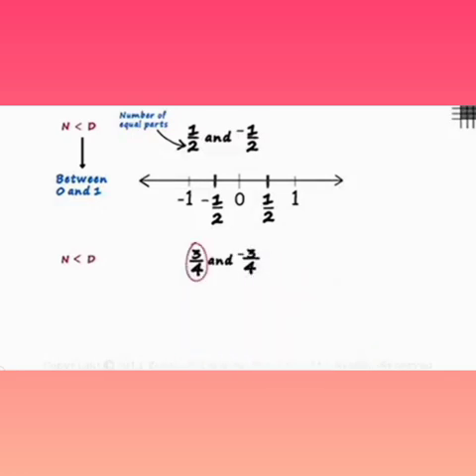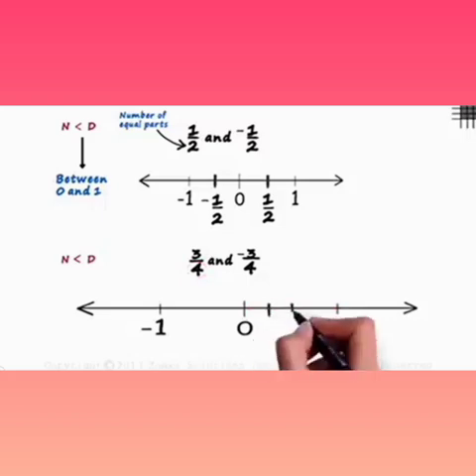Let us plot 3 by 4 first. Since the numerator is less than the denominator, we know that the number will be between 0 and 1. So we draw the number line like this, with just 0 and 1 plotted. Remember, the denominator tells us the number of equal parts. Since the denominator is 4, we divide the length between 0 and 1 into 4 equal parts. Drawing these three lines gives us 4 equal parts.